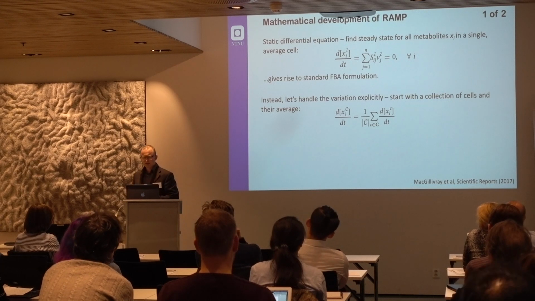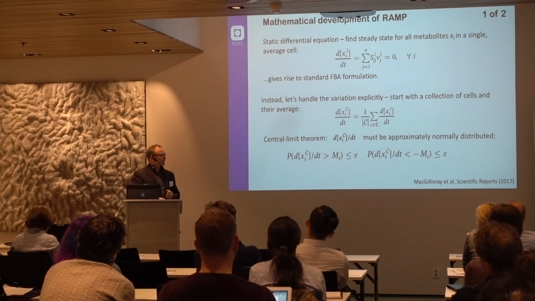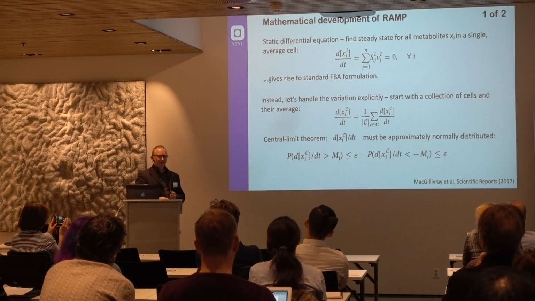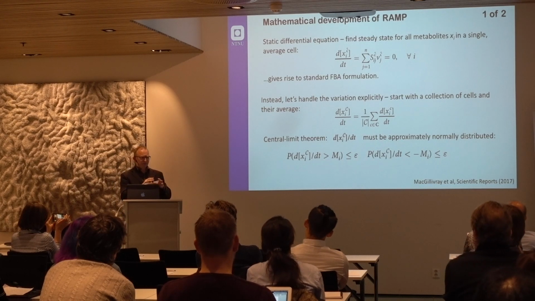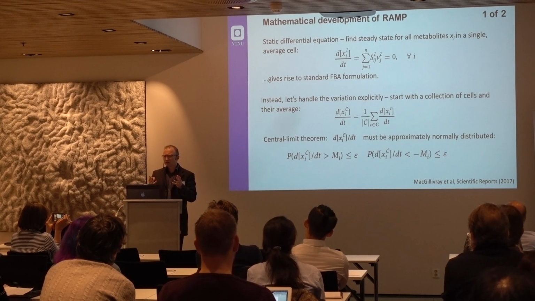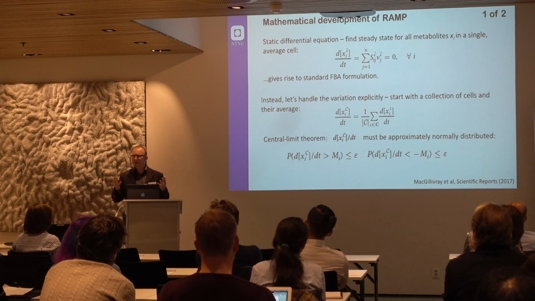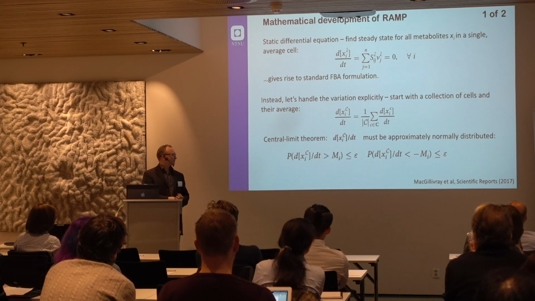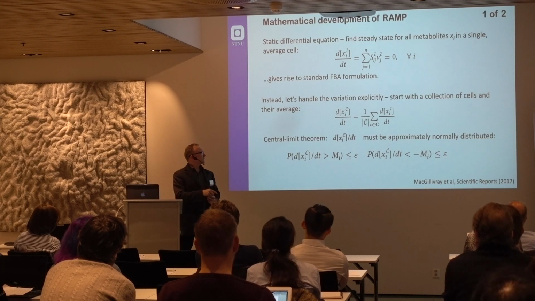What does that lead us to? We take the central limit theorem, and then we say, well, for these populations, even if we do subsampling, we're typically not talking about a handful of cells. We're talking about thousands, millions of cells. So we can reasonably expect that this is approximately normally distributed, from the central limit theorem.